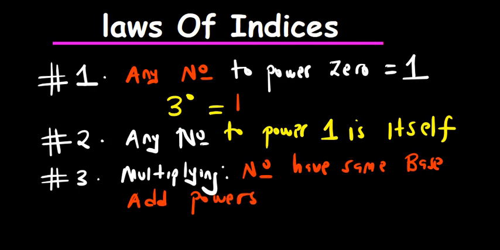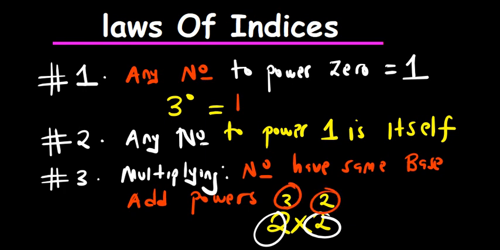This is rule number 3. So for example, if I've got, let's say, 2 times 2, if the first 2 is to the power 3, the other one is to the power 2, because the base is the same, the base is this 2, then the powers are the 3 and the 2. So basically, if the base is the same, you're just going to add the powers.